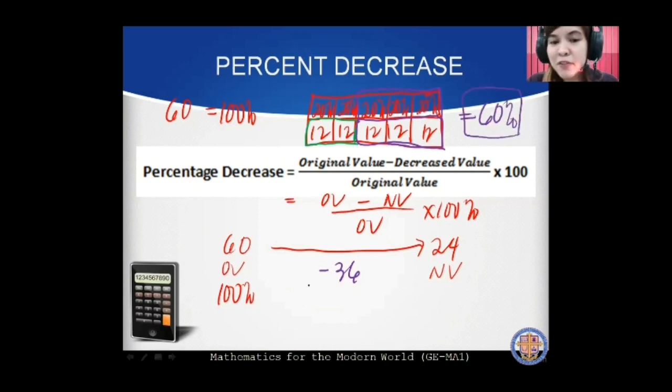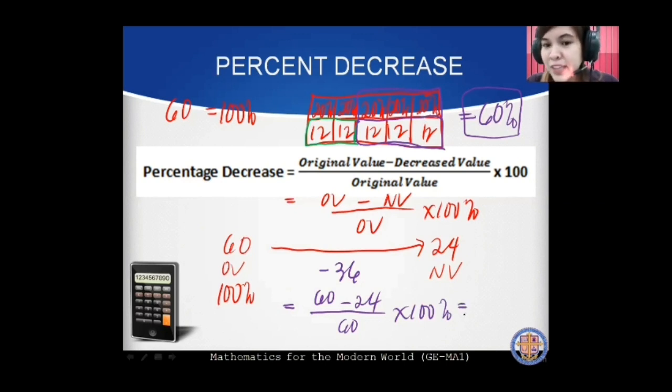So, let us apply the formula. Old value is 60 minus new value is 24 divided by old value is 60 times 100%. Using the calculator, subtract first the numerator, then equals muna, divided by the denominator, then times 100%. So, ang lalabas na sagot sa value, 60%. Okay? I hope you understood this now, percent increase, decrease.